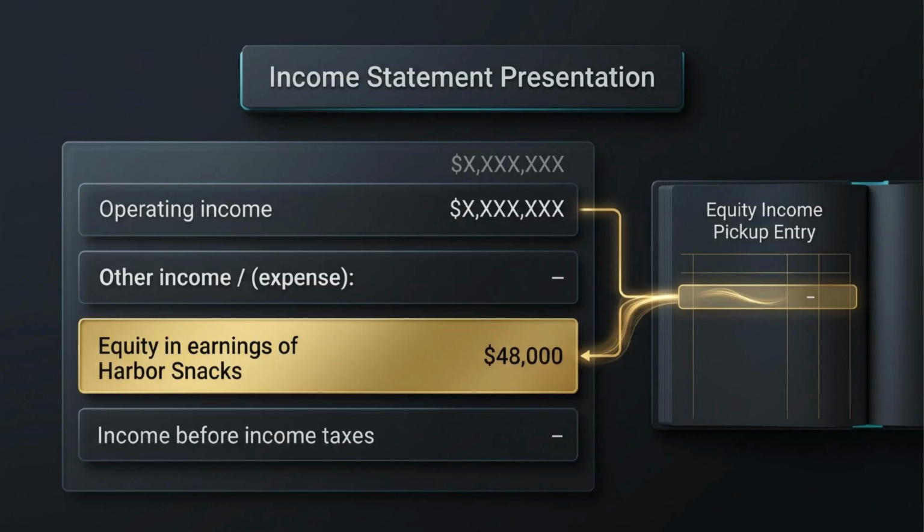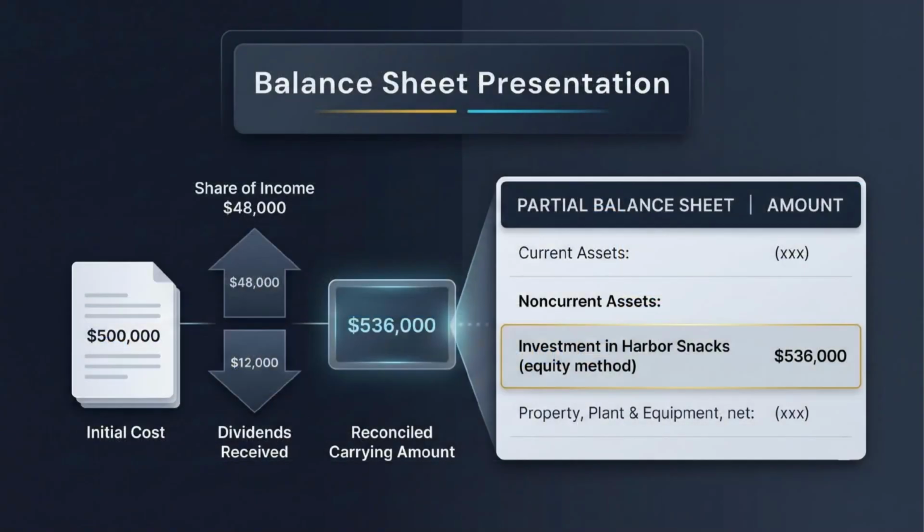Notice what does not happen. Harbor's sales are not added to Meridian's revenue, and Harbor's expenses are not mixed into Meridian's operating expenses. That would look like consolidation. Under the equity method, Meridian reports its share of Harbor's earnings as a distinct line, preserving the one line consolidation idea. On the balance sheet, the equity method investment is usually presented as a non current investment asset.